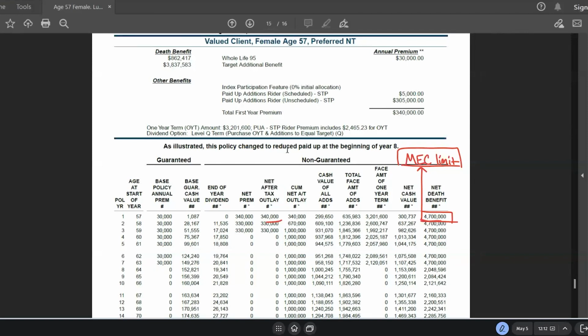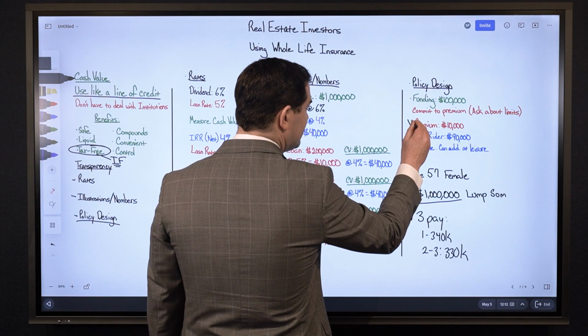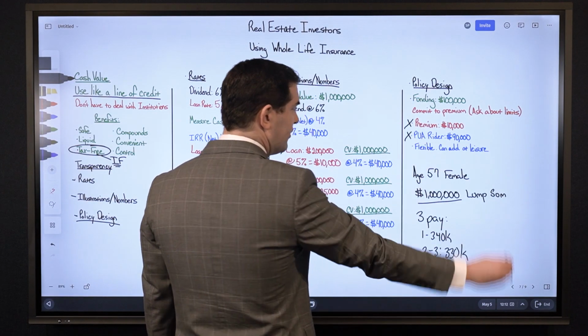So the other big question here, if I'm you, and I'm looking at the design piece first, be this: where is my money going? Because we know that there's $1 million going in, but where is it going? Because money can go where? Go back to that whiteboard again. Money can go toward a premium piece or this PUA rider.